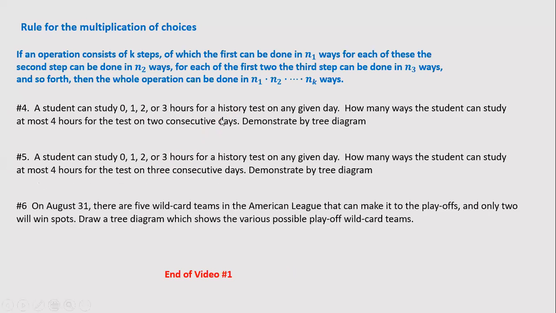Now this one says a student can study 0, 1, 2, or 3 hours for a history test on any single given day. How many ways can the student study at most? What does at most mean? It means no more than 4 hours for the test over 2 consecutive days. So how many different ways? This one is a pretty good problem.